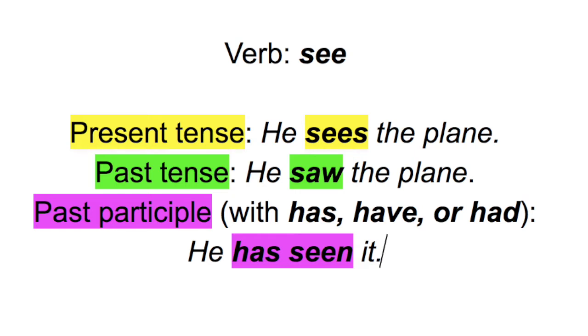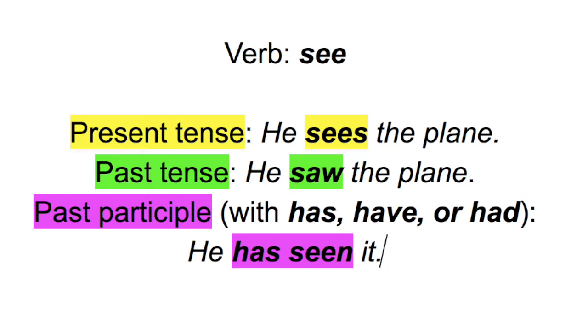All right, so let's look at the example on page 43. They're using the verb see, and I'm so glad they chose this one. We'll talk about that in a minute. The present tense, if we use see in the present tense, he sees the plane. Now, if we change it to past tense, just regular past tense, he saw the plane. Now, let's use it in the past participle form, meaning we're going to have to add has, have, or had before it. He has seen it.